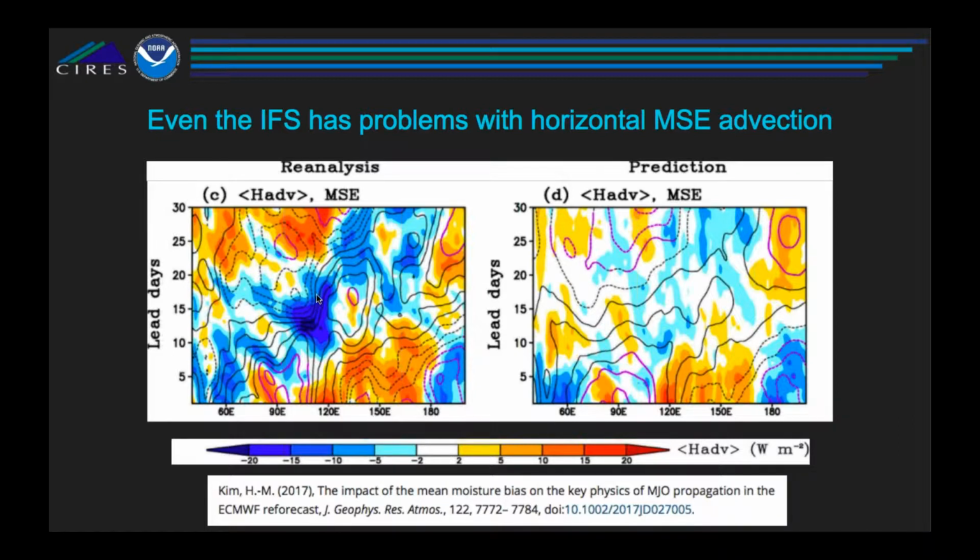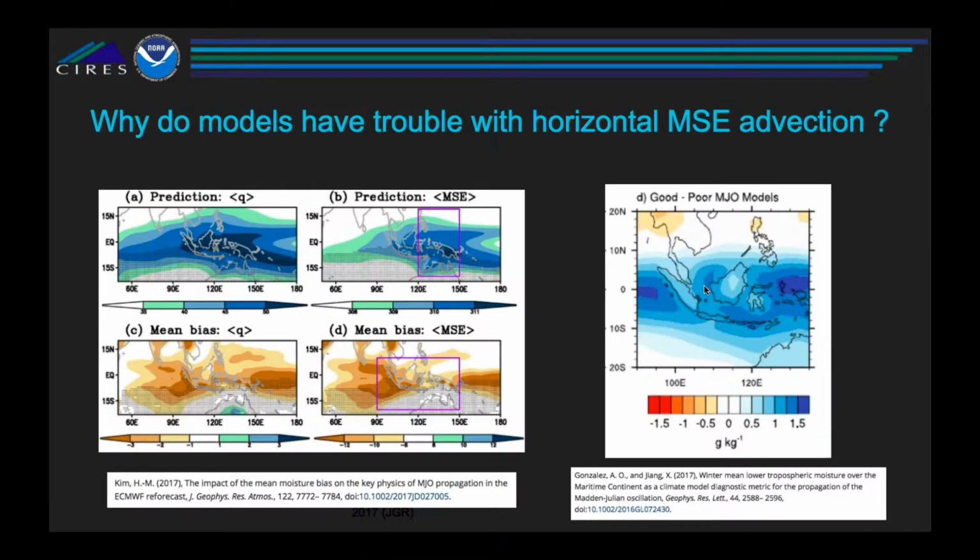So this same sort of problem is actually found in the IFS. So we think of the IFS as sort of being the gold standard for MJO prediction from a forecasting sense. So I think their MJO forecast skill far exceeds essentially all the other operational centers. And in a paper by Jaime Kim in 2017, he showed that while the prediction in the IFS is good, it actually has difficulties in capturing the horizontal advection of the MSE field.